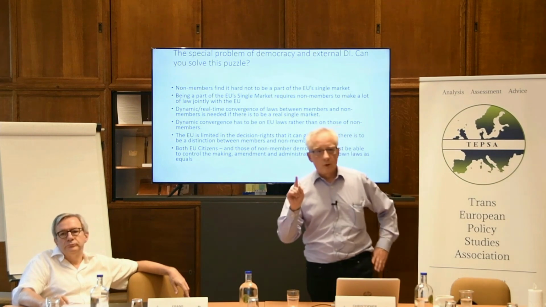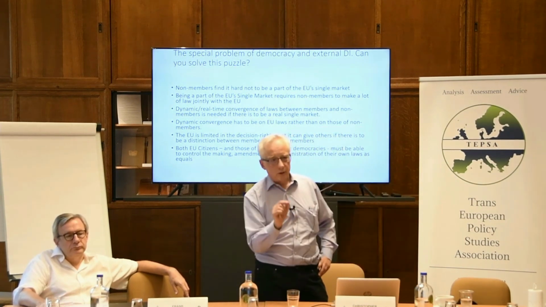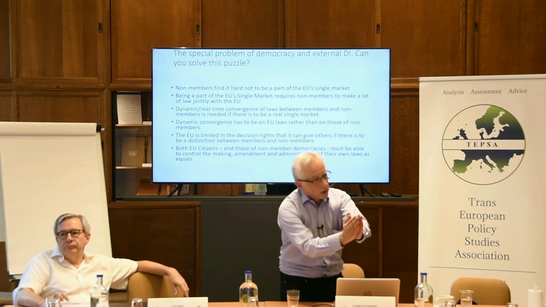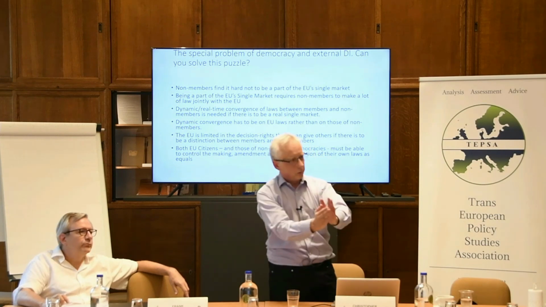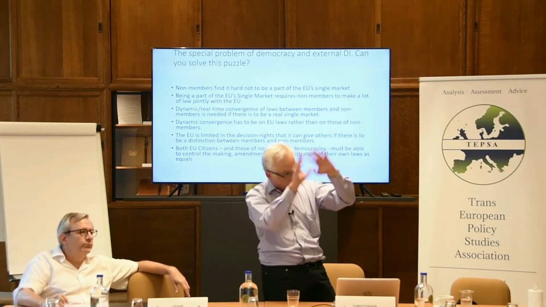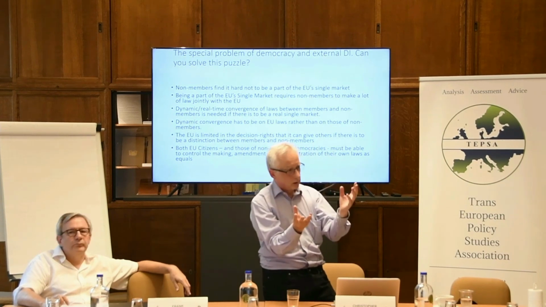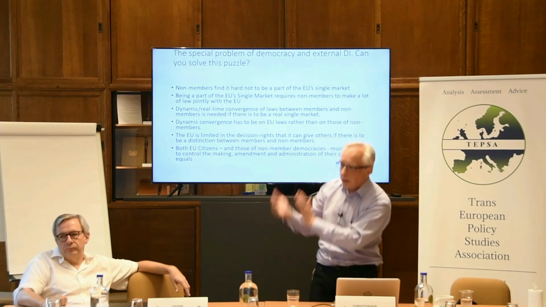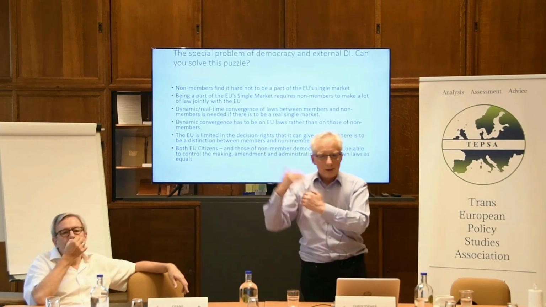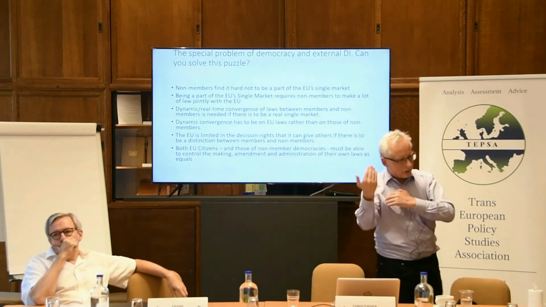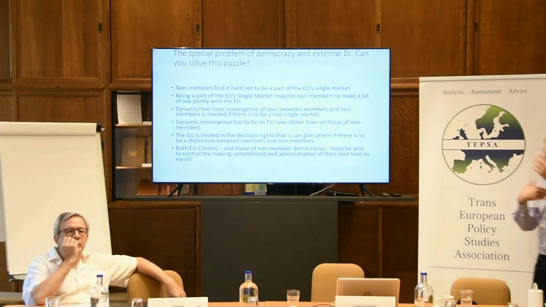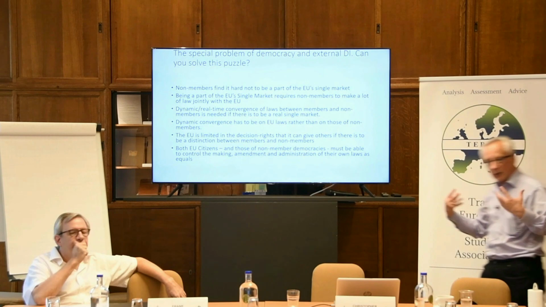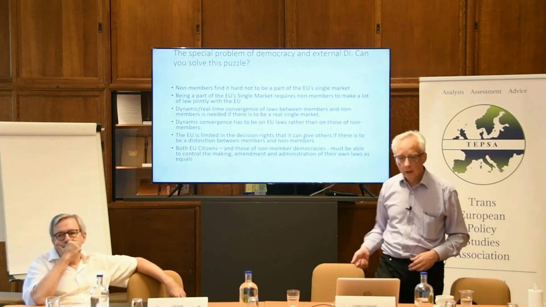Fourth problem. Any dynamic convergence, any convergence of laws over time has to be on EU laws rather than on non-member laws. It's the European Union single market these non-members want access to. So, of course, the convergence has to be on EU laws, not on, for instance, Norwegian laws. You won't get the European Union converging on Norwegian laws. It's the other way around. It's Norwegian laws that have to converge on European Union law to make a single market work, or to bring a non-member into a single market.